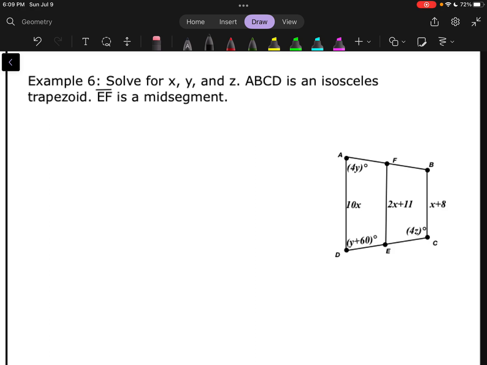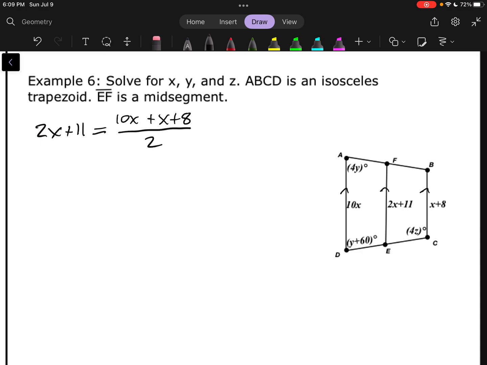Last one, isosceles trapezoid down here, solve for x, y, and z. EF is a midsegment. All right, let's start with x. I see the x on the two bases and the midsegment, right? So our midsegment theorem said that the midsegment is equal to half the sum of the bases. So that means I could do 2x plus 11, that is the midsegment, is equal to the sum of the bases, which is 10x and x plus 8, divided by 2, right? Half the sum of the bases.